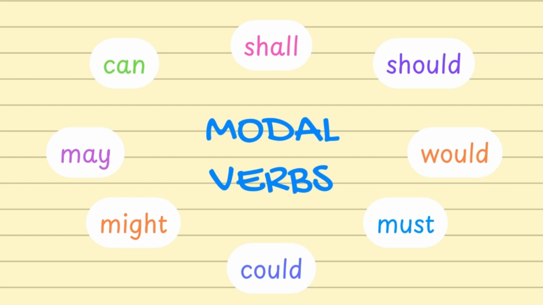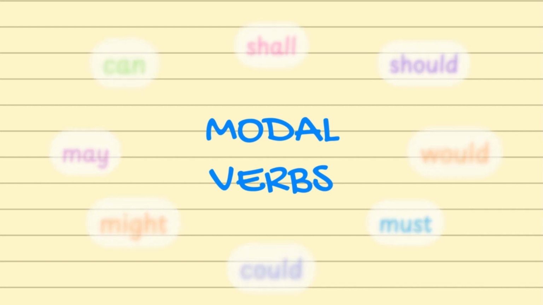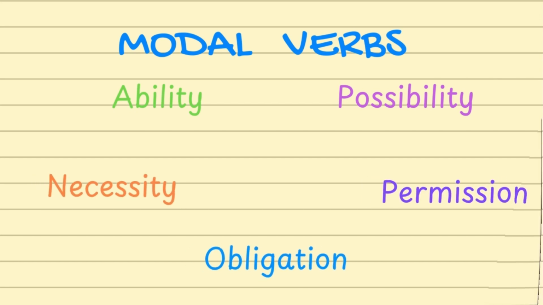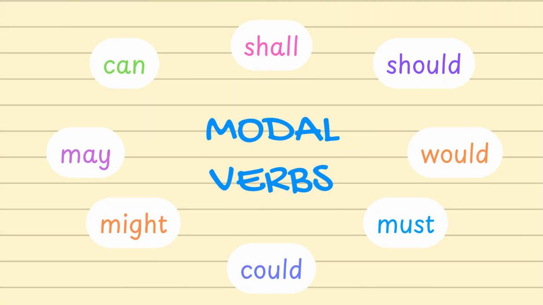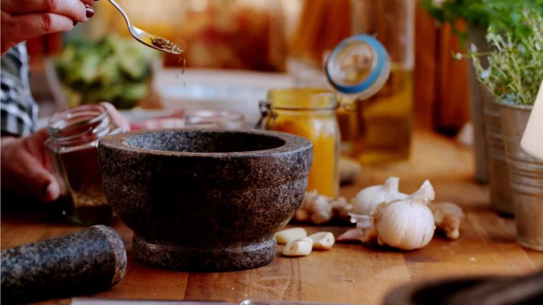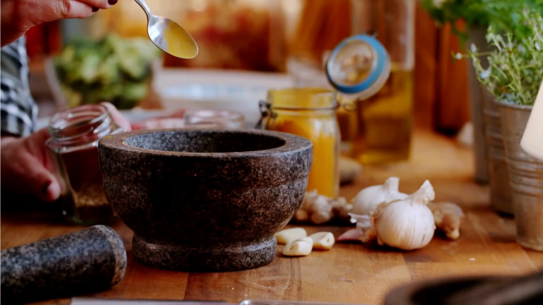They might seem small, but modal verbs help you express a range of ideas, from ability and possibility to necessity and permission or obligation. Modal verbs like these are like helpers for main verbs. They don't show actions themselves, but they modify the main verb to add extra meaning, much like a pinch of salt or a dash of pepper can transform a meal.